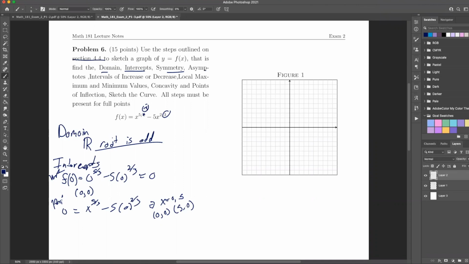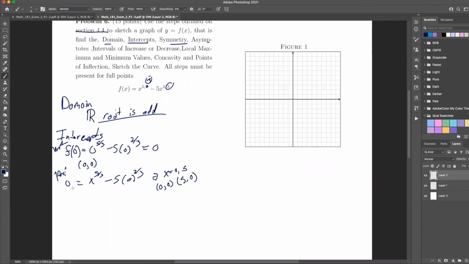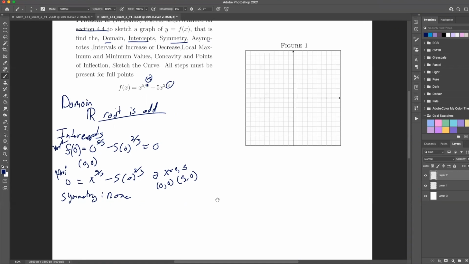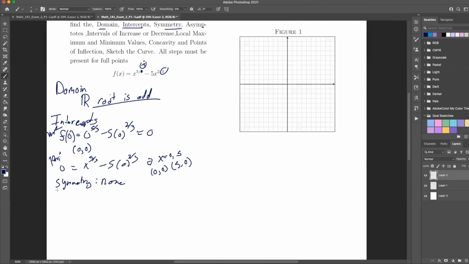All right. Symmetry: there is no symmetry here, so just write none. This isn't even or odd or anything special. It's just what it is. It's not periodic. The next thing we want to talk about is asymptotes. So no vertical asymptotes. We just want to find the end behavior asymptote.